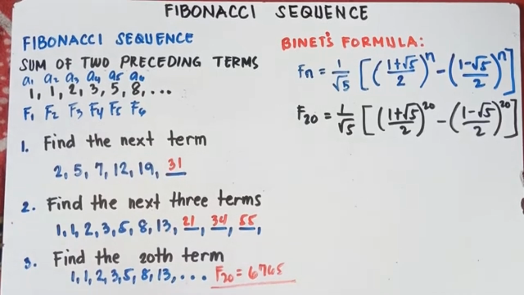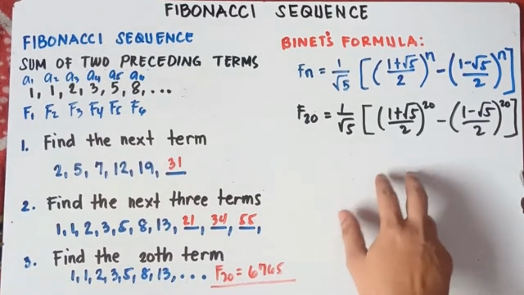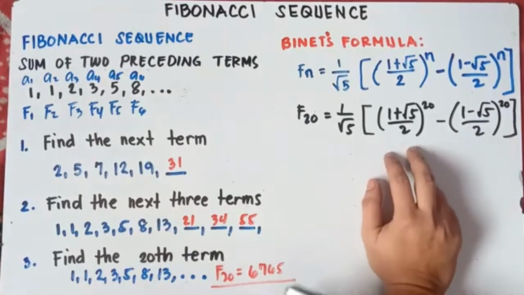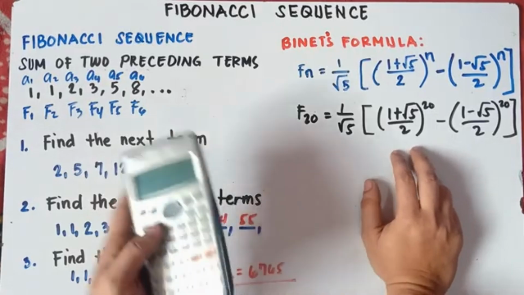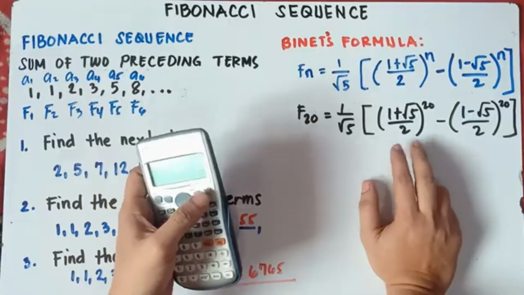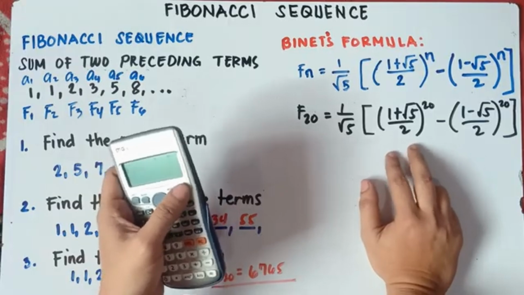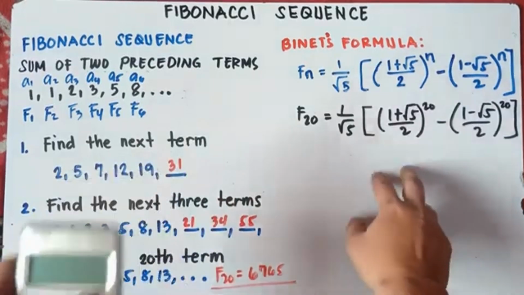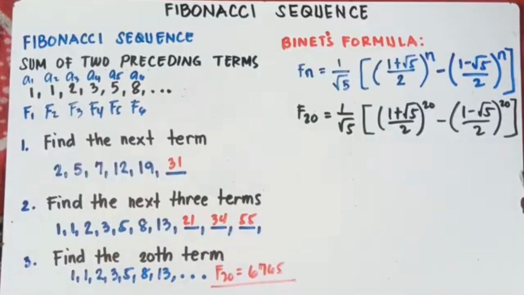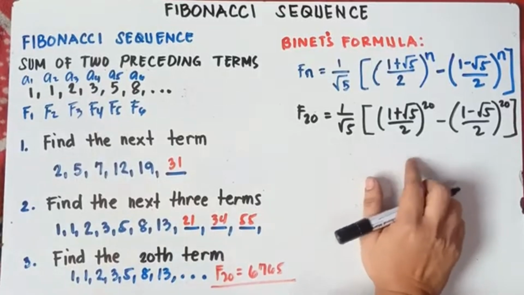Now let's try to do it manually, class. Or let's solve this one step by step. So what if, sir, you don't have the scientific calculator? We just have the ordinary calculator. That's okay. Okay, so let us solve this one step by step. If you don't have the scientific calculator, you have the ordinary calculator.